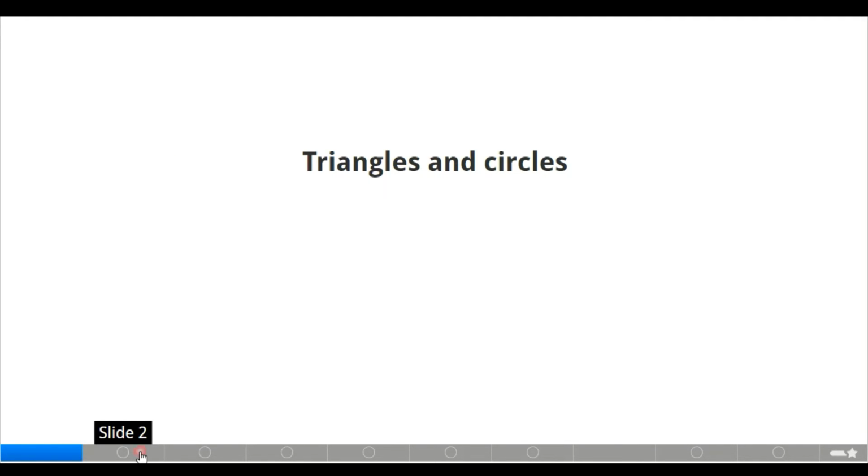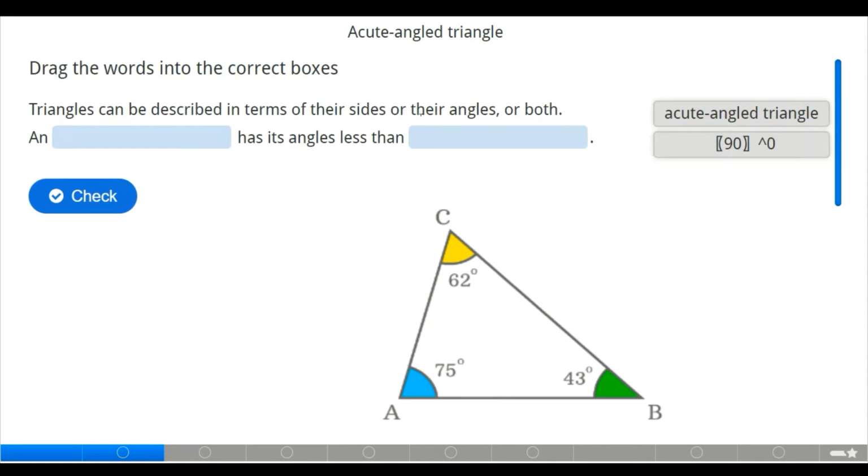The very first one that we're going to be looking at here is the acute angled triangle. We told you in the previous class that an acute angle is an angle that is less than 90 degrees. Triangles can be described in terms of their sides or their angles or both. So when you are describing a triangle, we can describe it based on its sides, based on its angles, and we can also describe it based on sides and angles together.